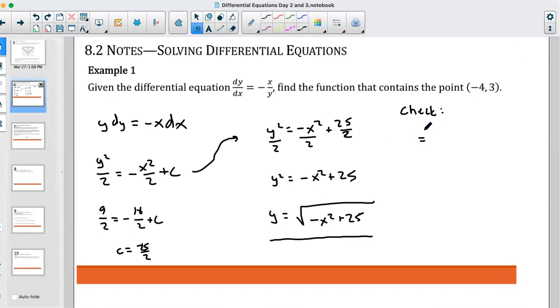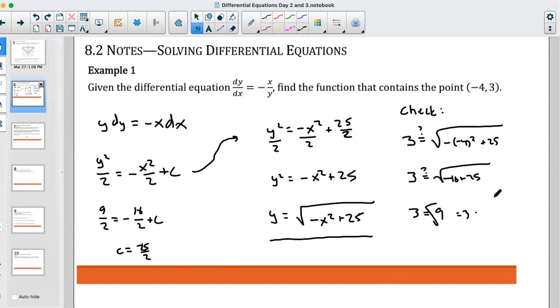I plug in the x and the y I'm given. Is this true? Negative 4 squared plus 25 is negative 16 plus 25, which is 9. Square root of 9 is 3, so it works.